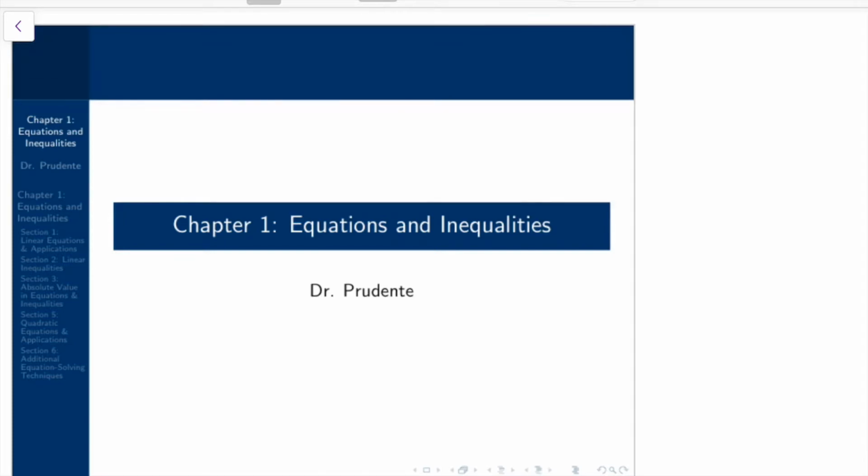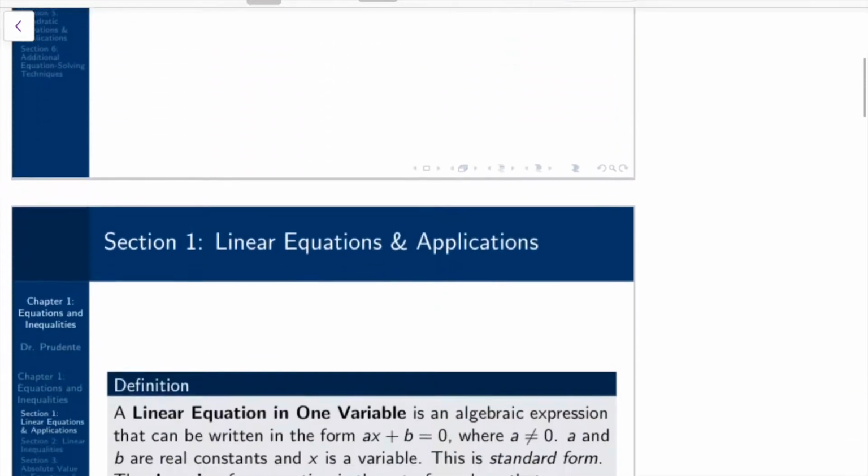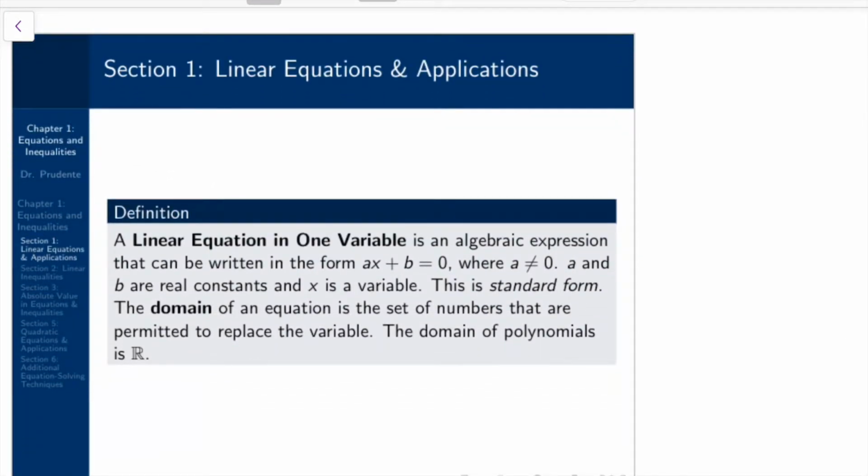Hello. Today we're going to talk about linear equations and their applications. So very quickly, a linear equation of one variable is just any algebraic expression that can be written as ax plus b equals 0 for some form, right? Common examples would be like 12x minus 3 equals 0, 14x minus 7 equals 21.